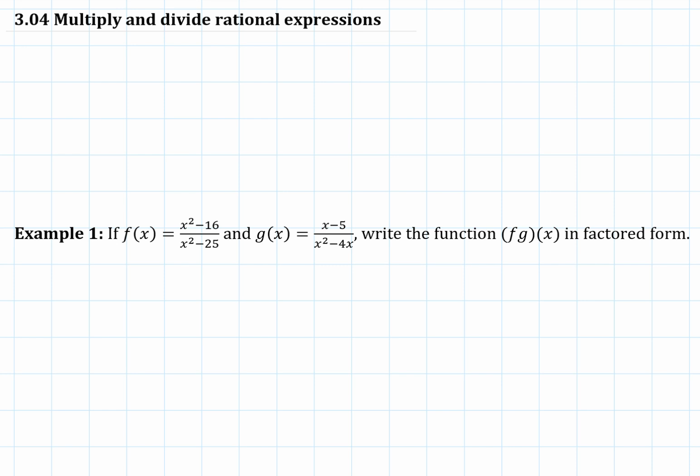Today's goal is to multiply and divide rational expressions. Again, rational means it's a ratio of polynomials. Expressions are things with no equal signs. We won't be dealing as much with functions and equations.